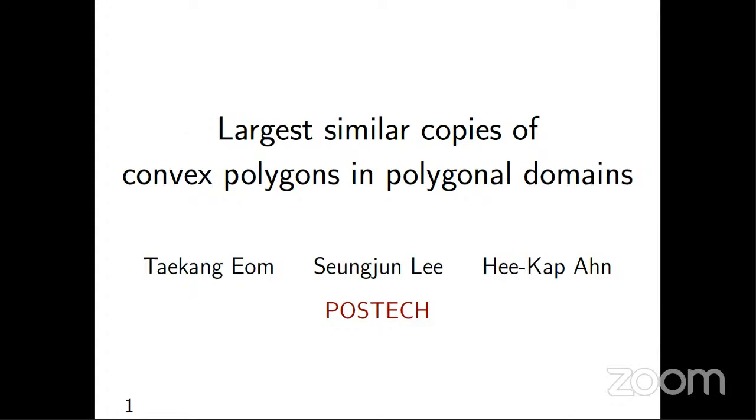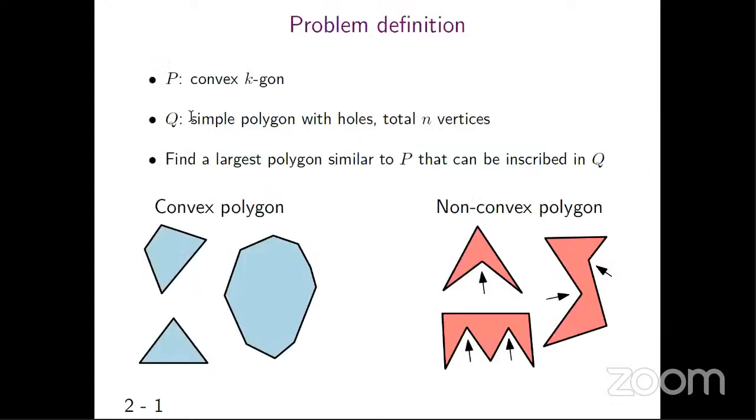My research is finding the largest similar copies of convex polygons in polygonal domains. I worked on this problem with Seung-Jun Lee and Hee-Kap Ahn. Then let's define our problem precisely. Before I define the problem, I will mention convexity. Left polygons are convex and right polygons are non-convex. The right ones are non-convex because of those pointed parts.